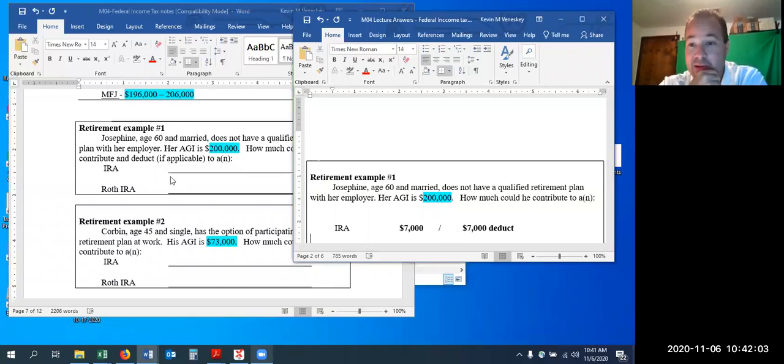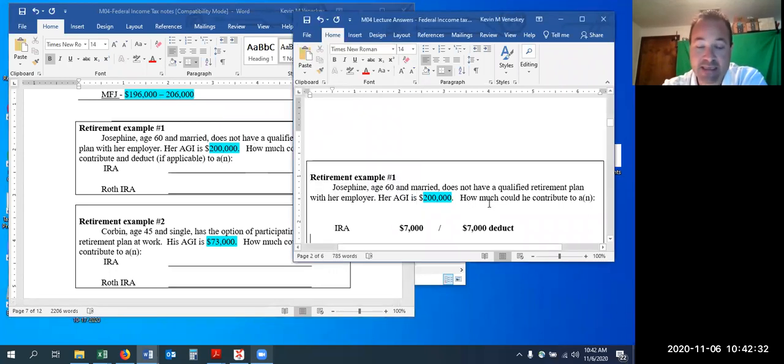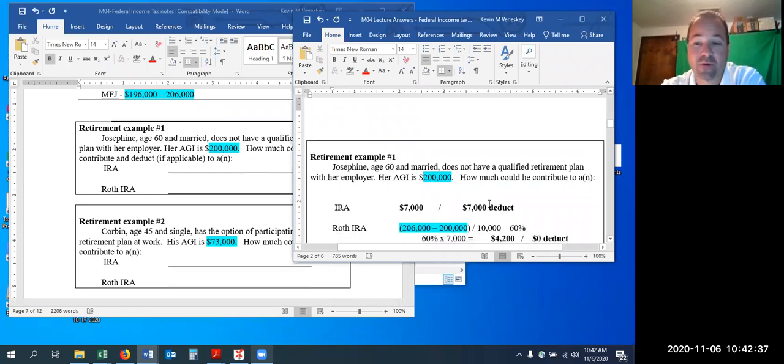Now, for the Roth IRA, it doesn't matter if you have a qualified plan at work or not. It still matters about your age. You're still in the 7,000 area, but she falls inside this phase out. So she needs to do the calculation that we just did. Take the top number, 206, minus the 200. So that's 6,000, and then divide it by the span. The span is 10,000. So 6 divided by 10 is 60%. So she can take 60% of 7,000.